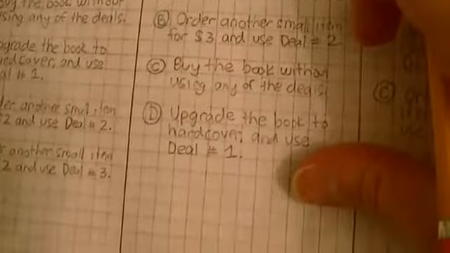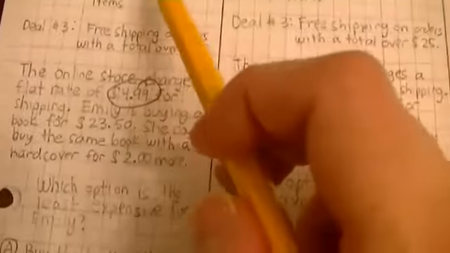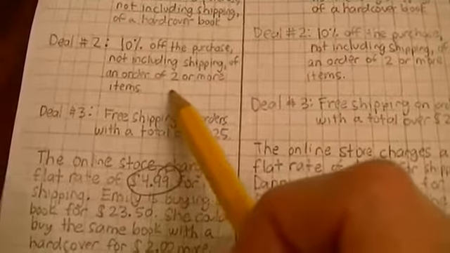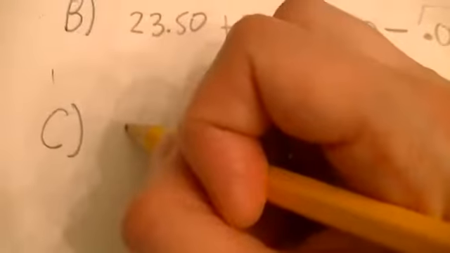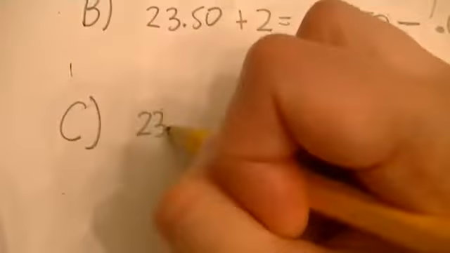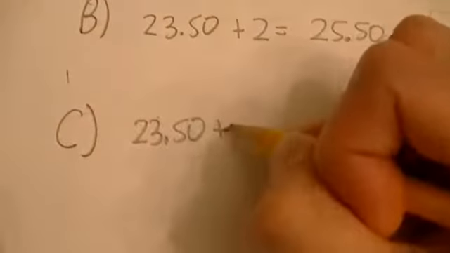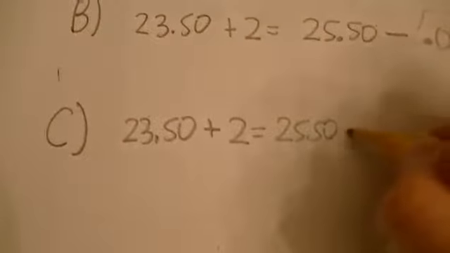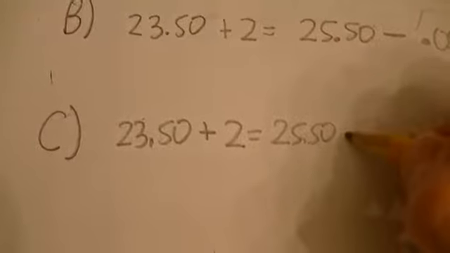Okay, letter C. Order another small item for $2 and use deal number 2. Deal number 2 says 10% off the purchase, not including shipping, of an order of 2 or more items. So she just gets the book, she can't use that deal. So let's go ahead and write that out. So here's the cost of the book. She wanted to buy another item for $2. That would be $25.50.